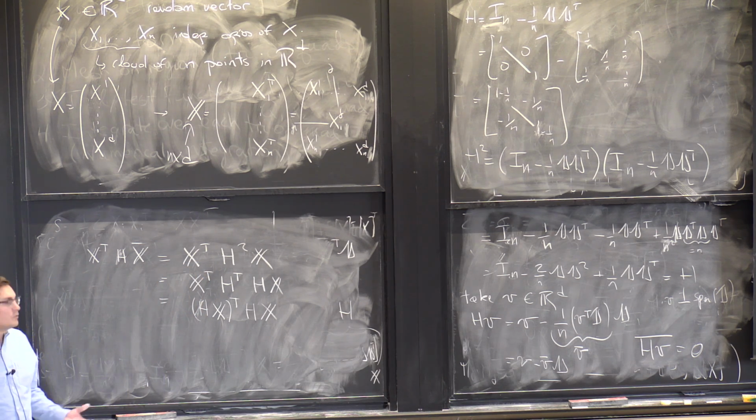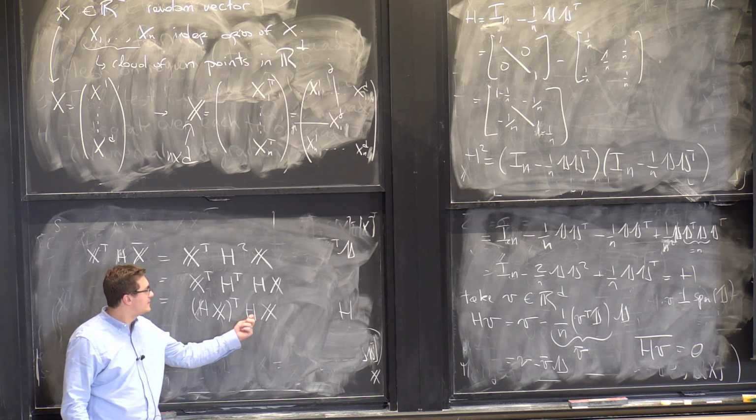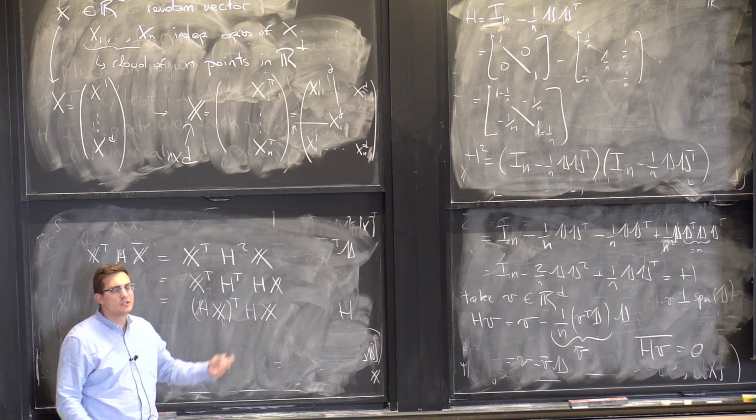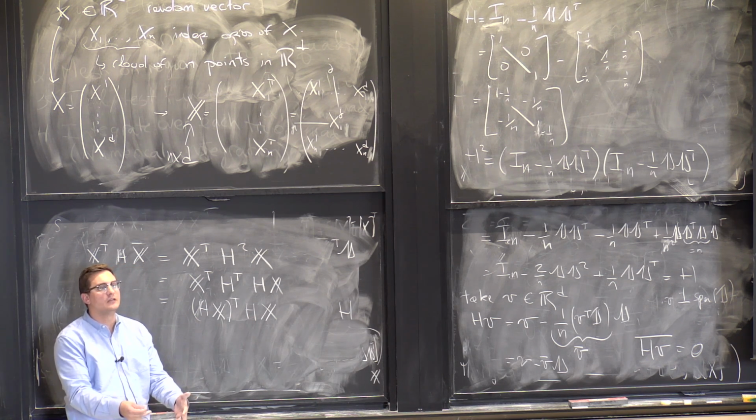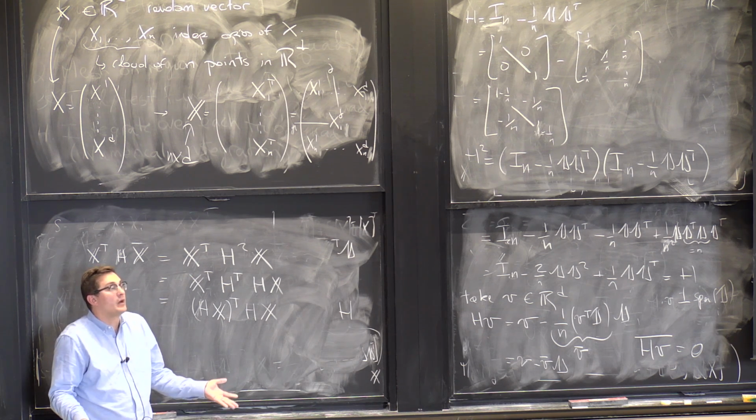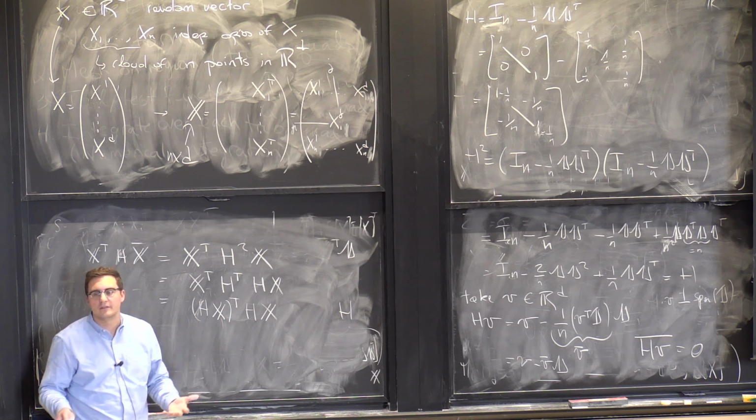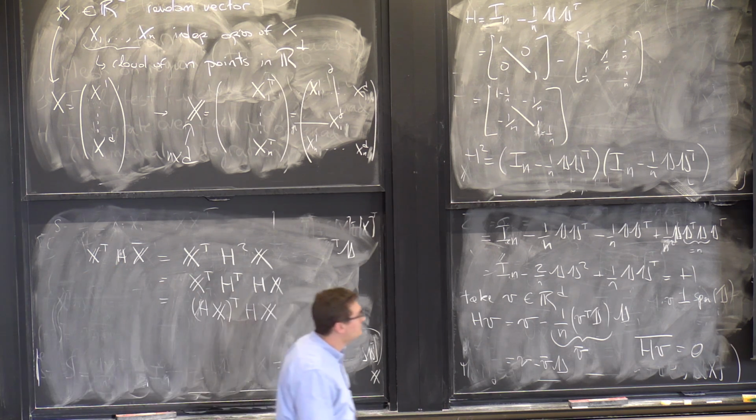OK? So what it's doing, it's first applying this projection matrix H, which removes the mean of each of your columns, and then looks at the inner products between those guys, right? Each entry of this matrix is just the covariance between those centered things. That's all it's doing. All right.